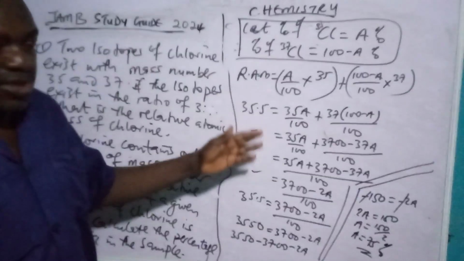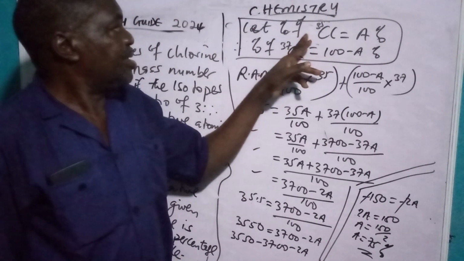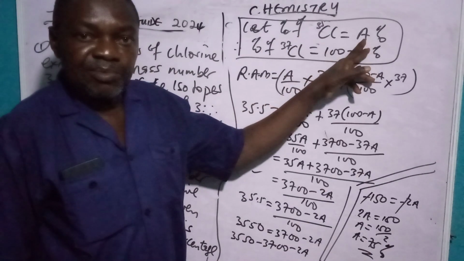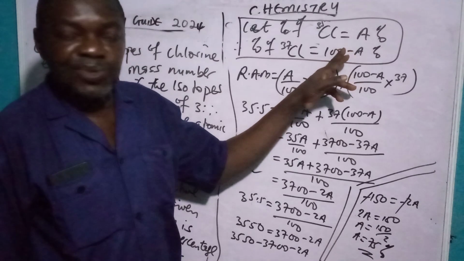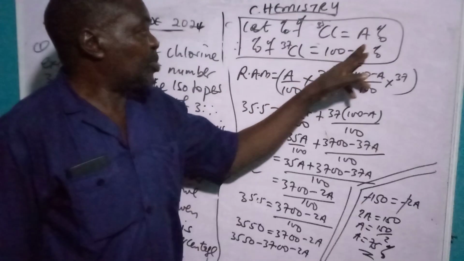Note it very well. Follow the processes. See the way I started it by equating this one to A, because you don't know, there are so many unknowns. Equate this one to A. Once you equate this one to A, since it's a percentage, you have to subtract it from 100 to have the other one.